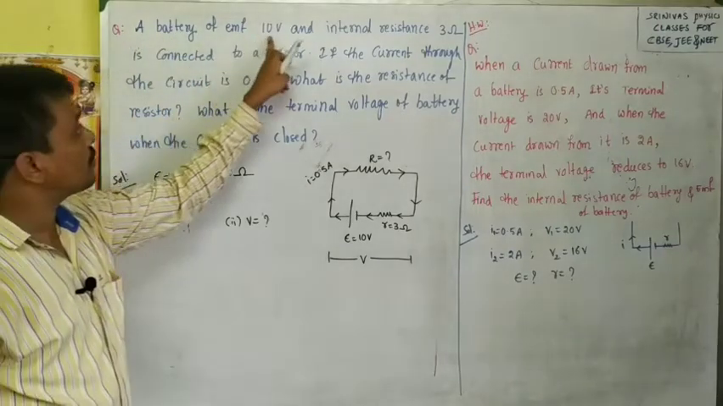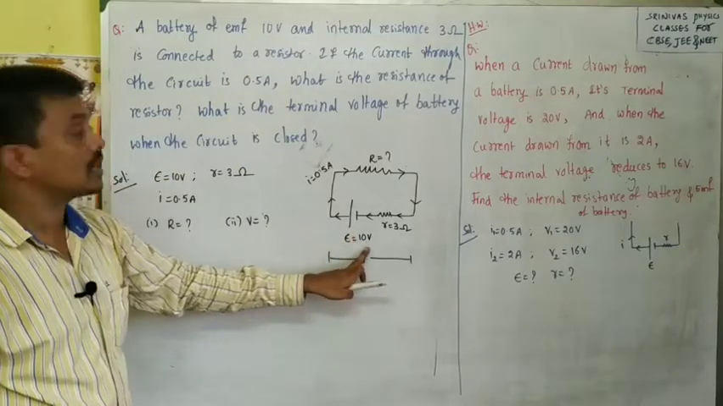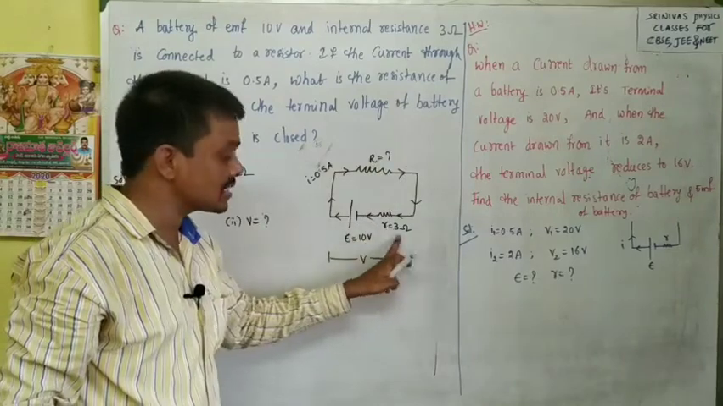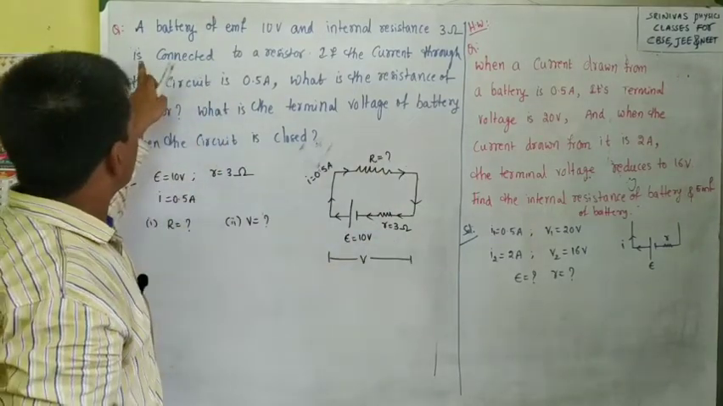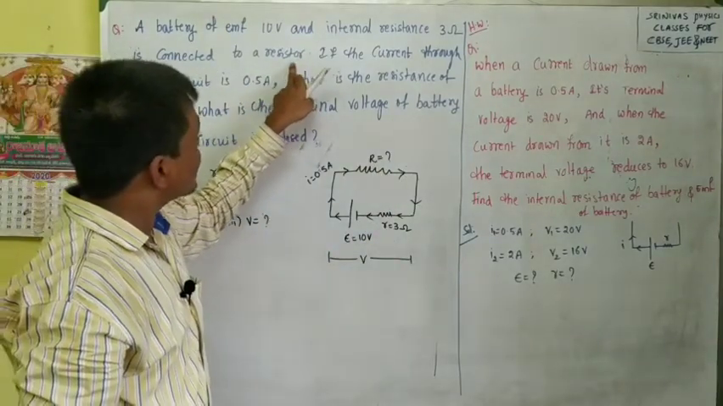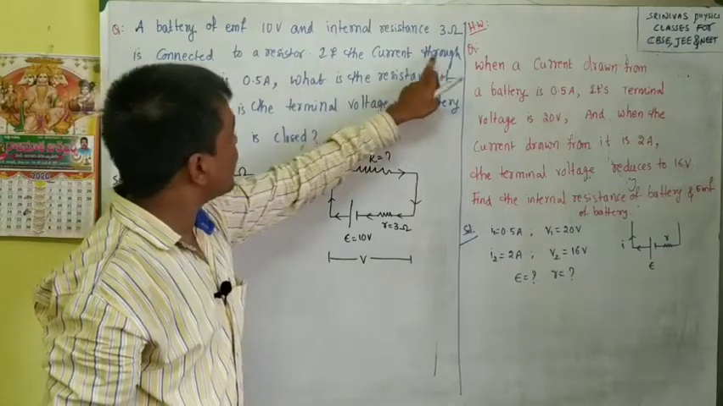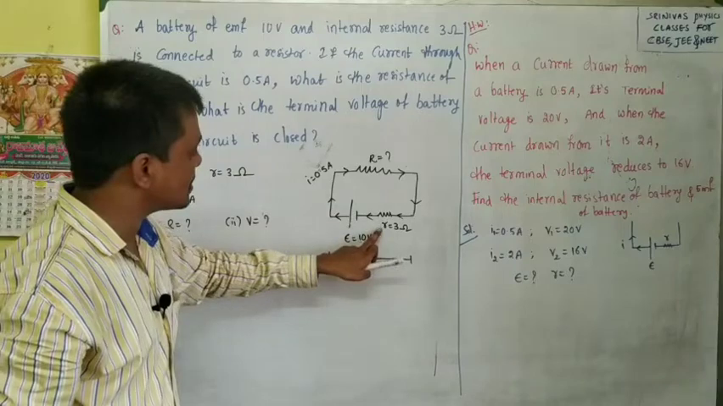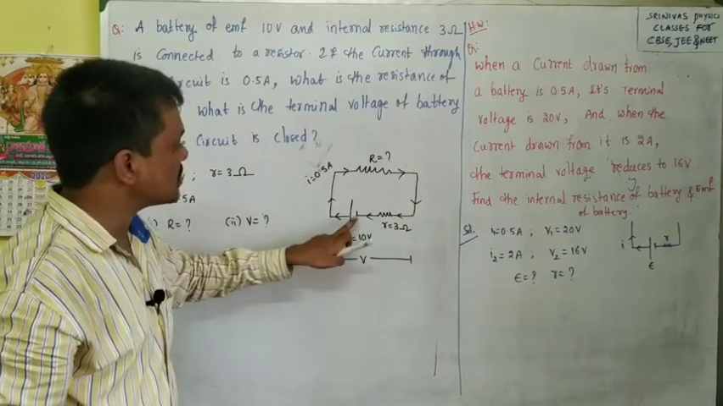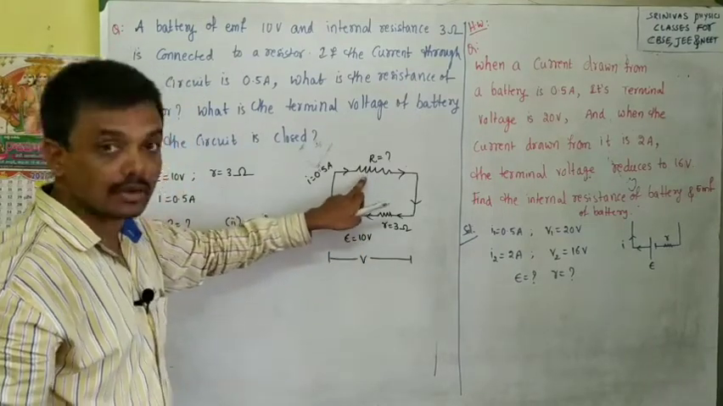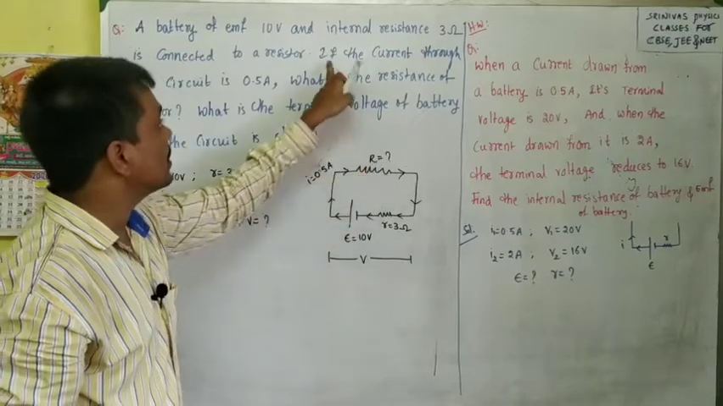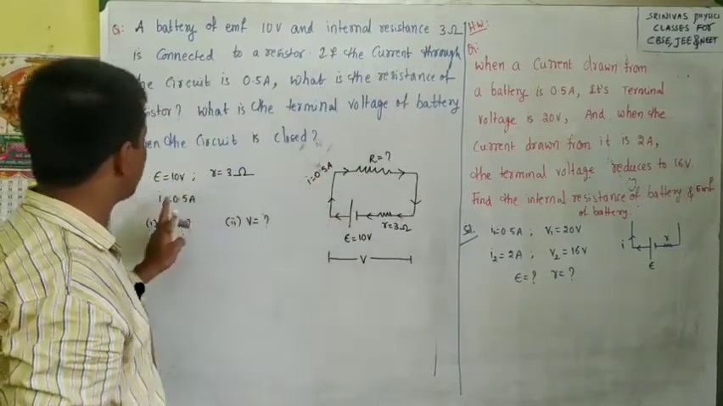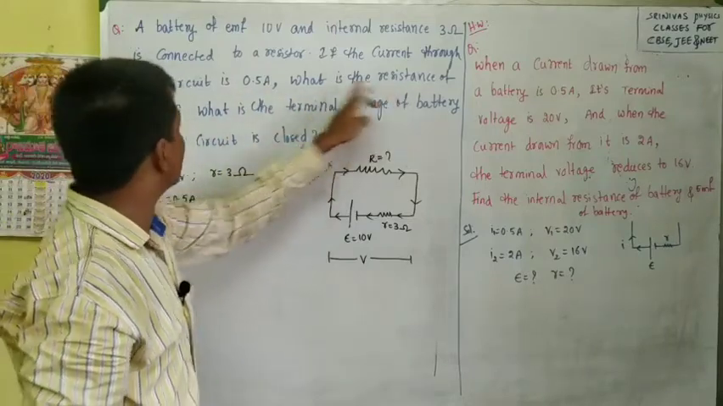A battery has an EMF of 10 volts and an internal resistance of 3 ohm. The battery is connected to a resistor whose resistance is capital R. If the current flowing through the circuit is 0.5 amperes, what is the resistance of the resistor?